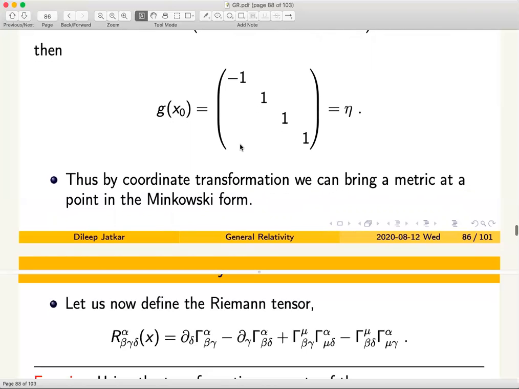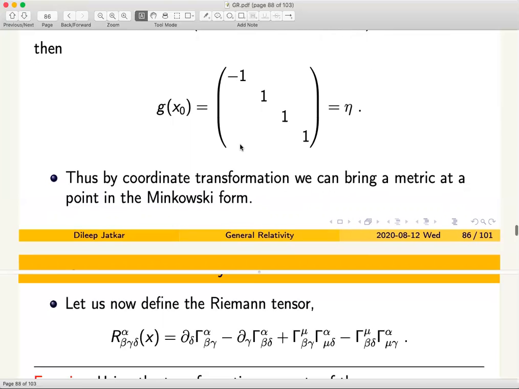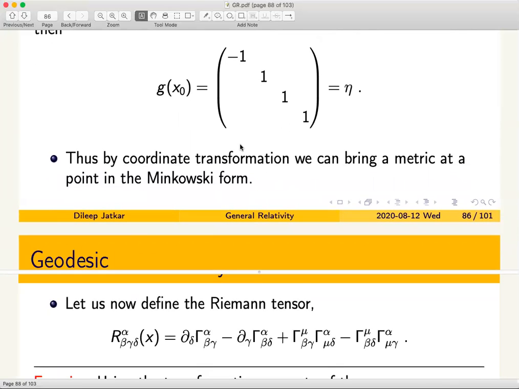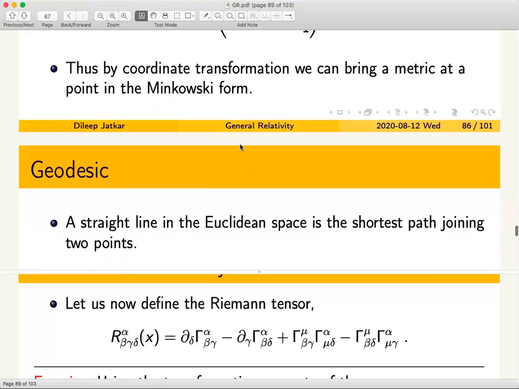Any questions? If not, then let's go back to the geodesic.